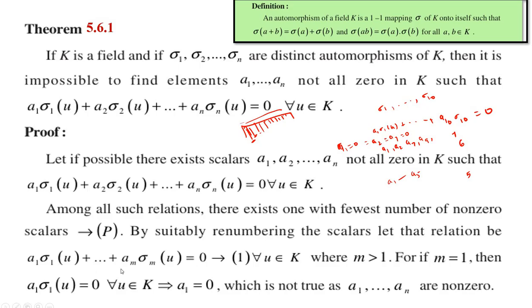So a1 sigma 1 u and so on am sigma m u equal to 0 for all u in K, with m greater than 1. Why do we stress that m should be greater than 1? If m equals 1, then we'll have a1 sigma 1 of u equals 0 for all u in K. So this vector is non-zero, we know, so we'll have a1 to be 0, which is not true, as you have assumed that your a1 etc. an to be non-zero. So we have our m to be greater than 1.